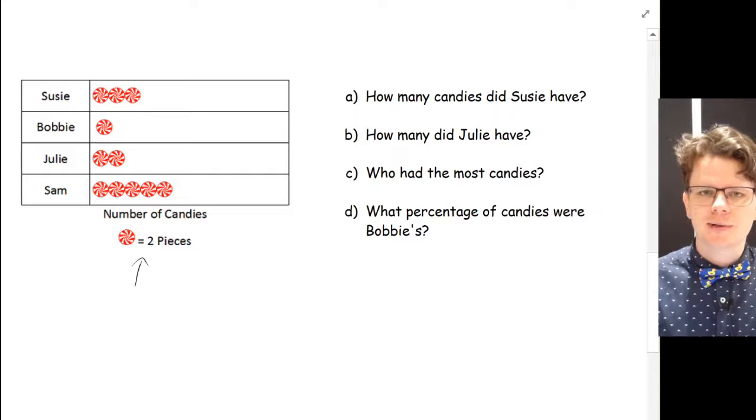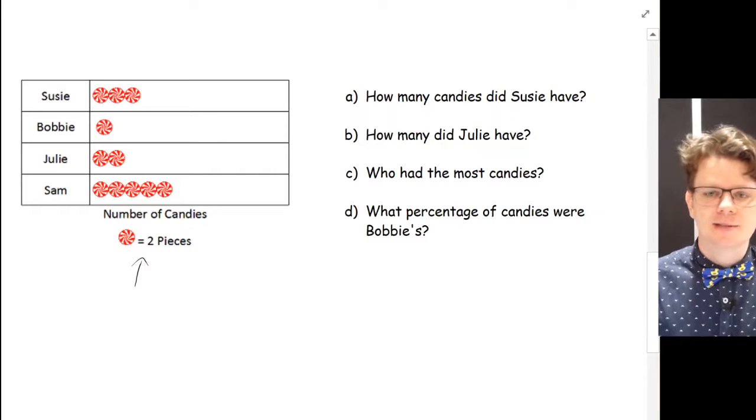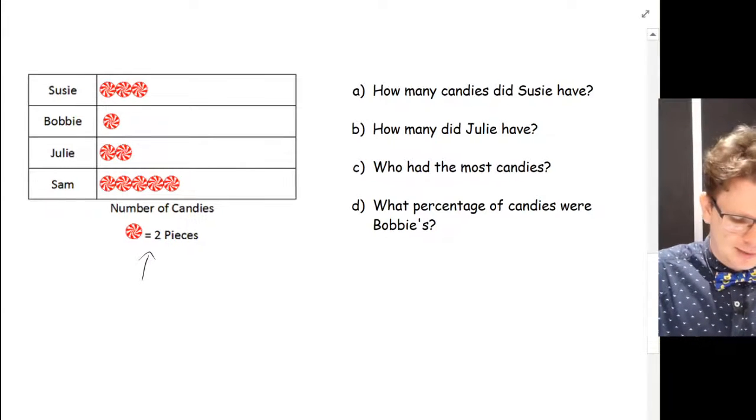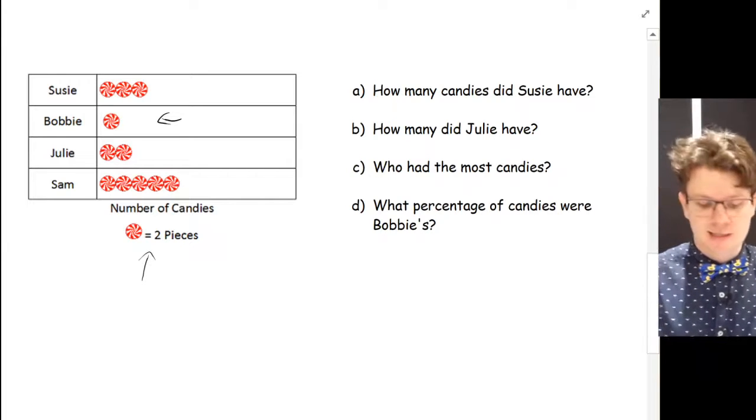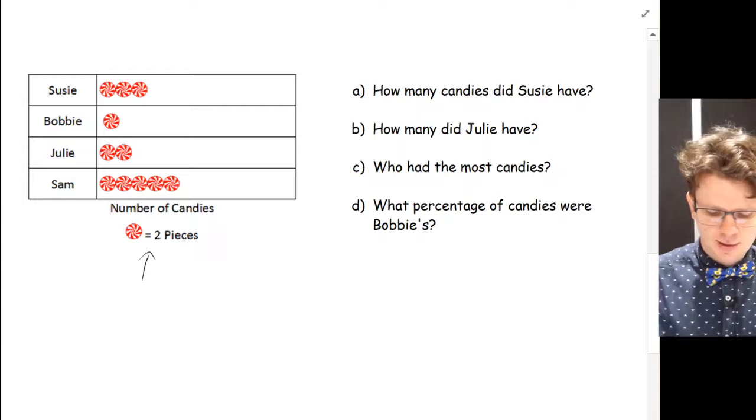So each one of those little candy symbols, that's 2 pieces of candy, right? So although it looks like Bobby here only has 1 piece of candy, he's actually got 2, because each one of those candies is representing 2 candies. So let's have a look at that first one.